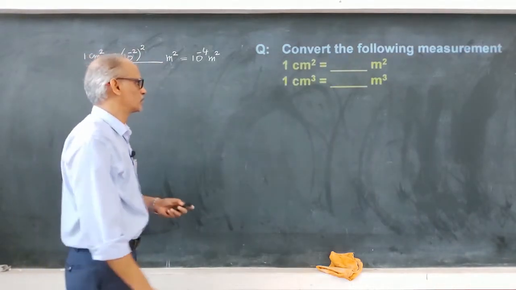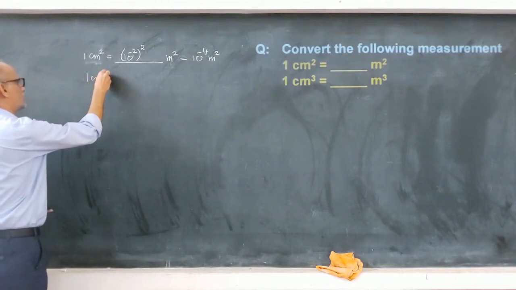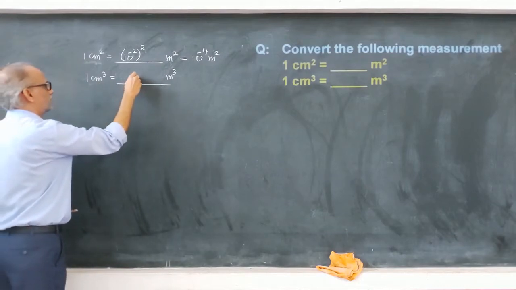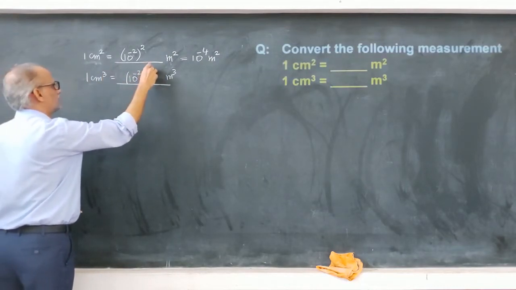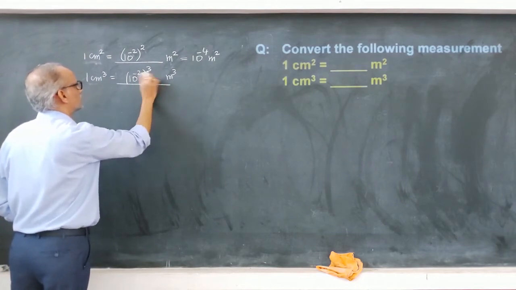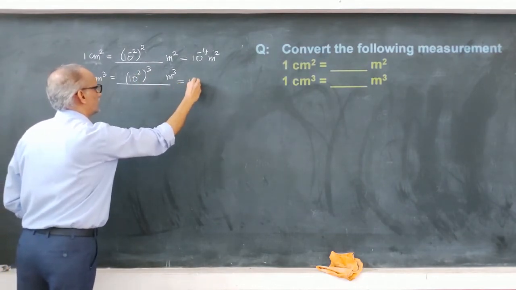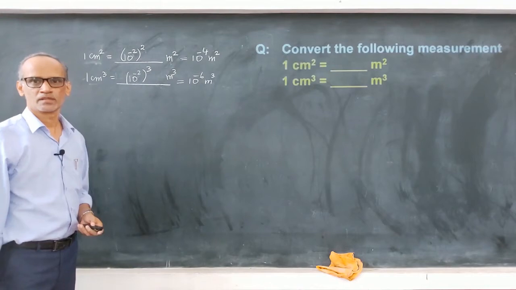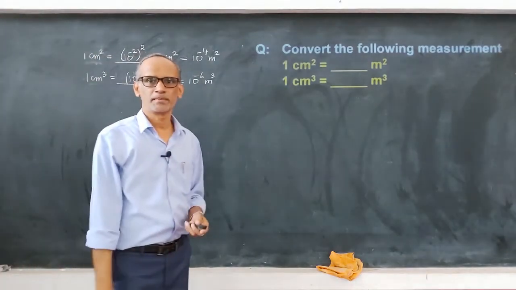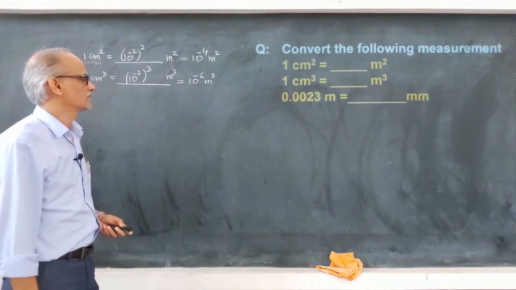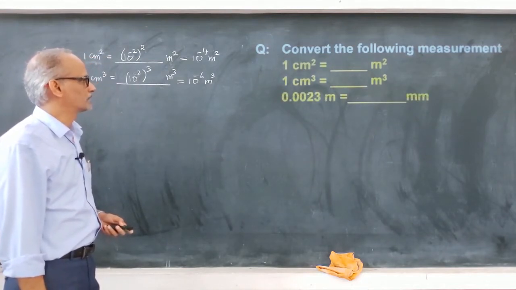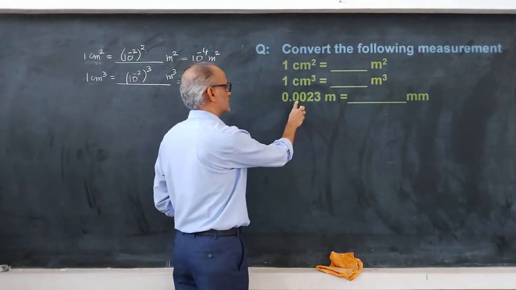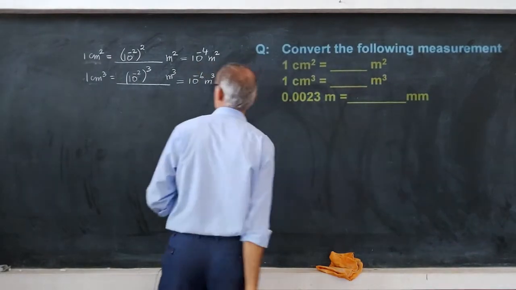1 centimeter cube to meter cube. First do the conversion. Centi, 10 to the power minus 2. Cube means there is a power. Don't take 2 cube. According to the theory of indices, you have to multiply here. So 3 into minus 2 is minus 6, giving 10 to the power minus 6 meter cube. Easy, isn't it? Provided you remember that entire table. Now, 0.0023 meter to millimeter.